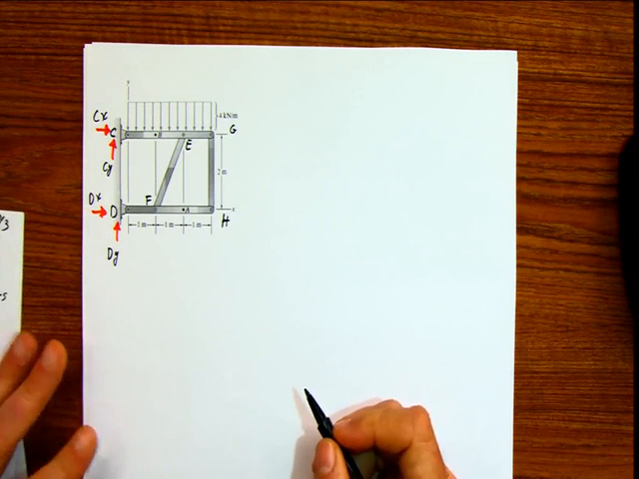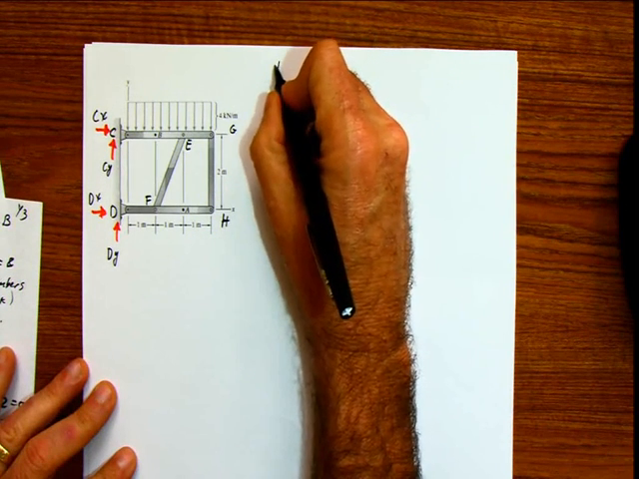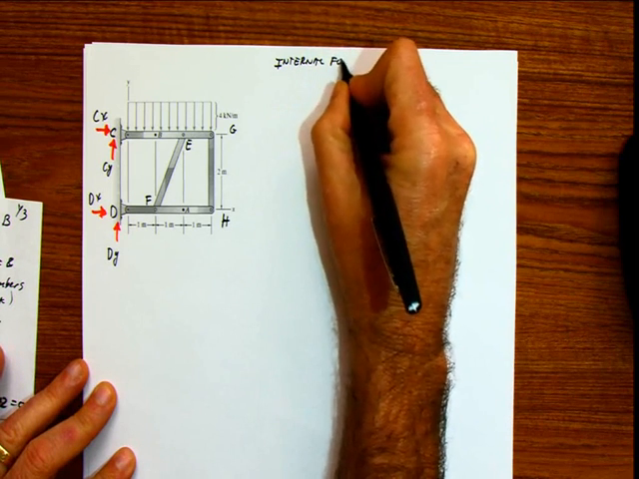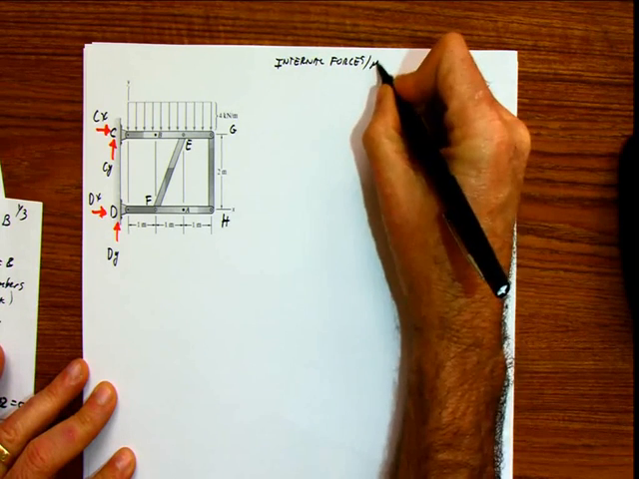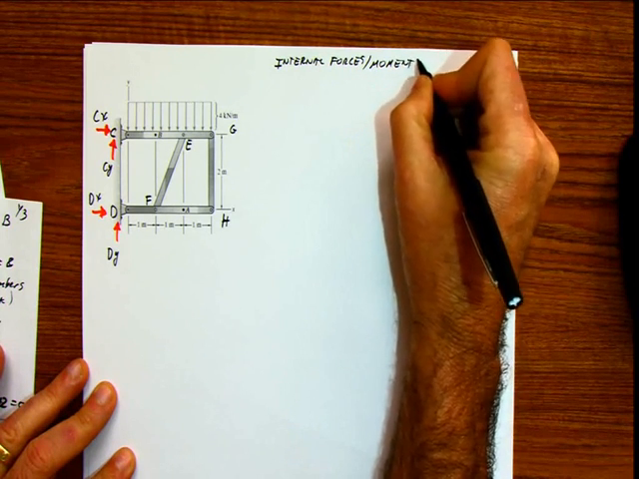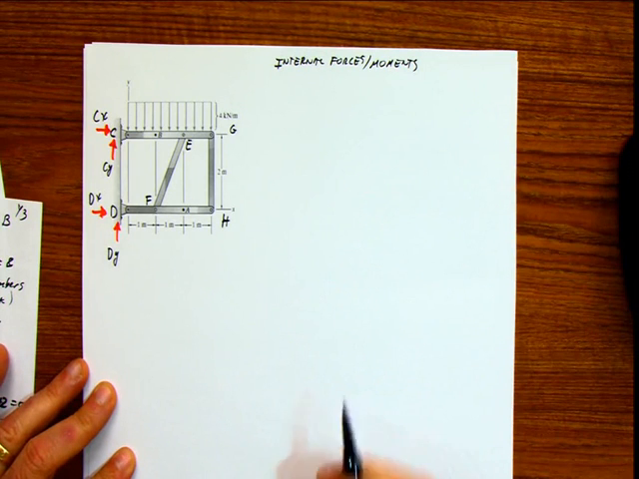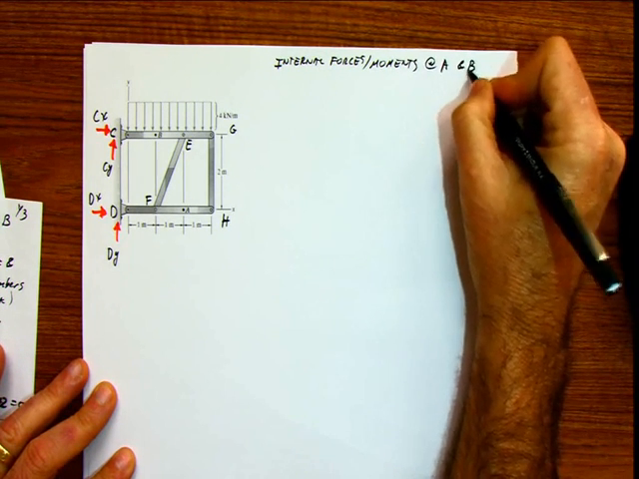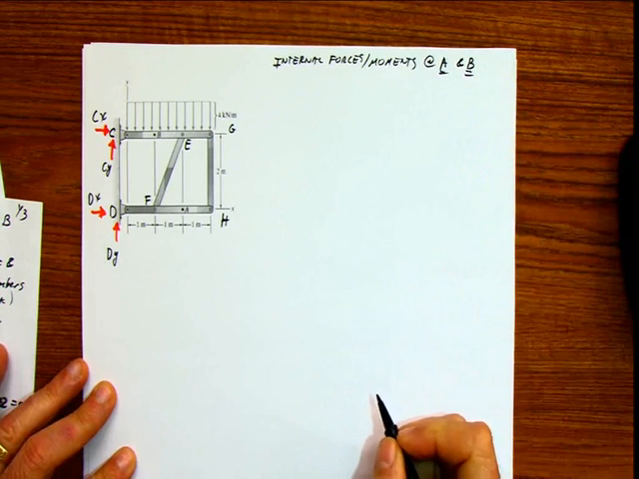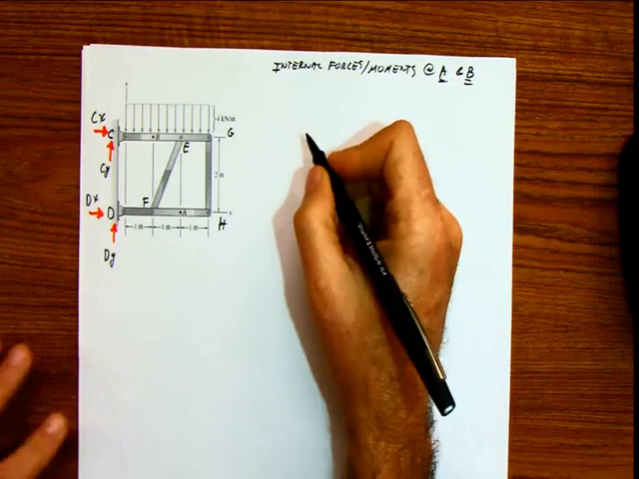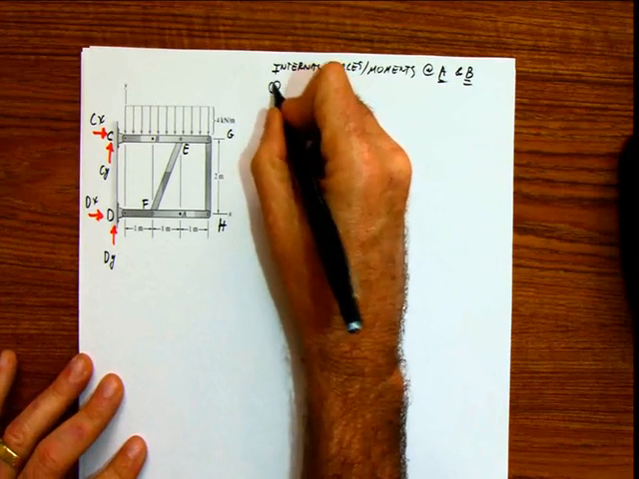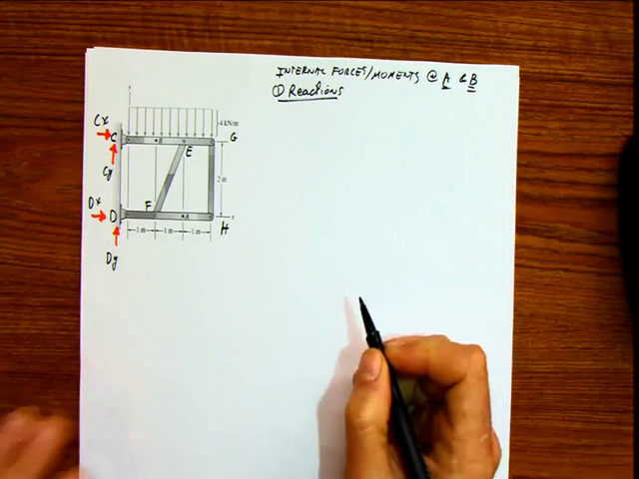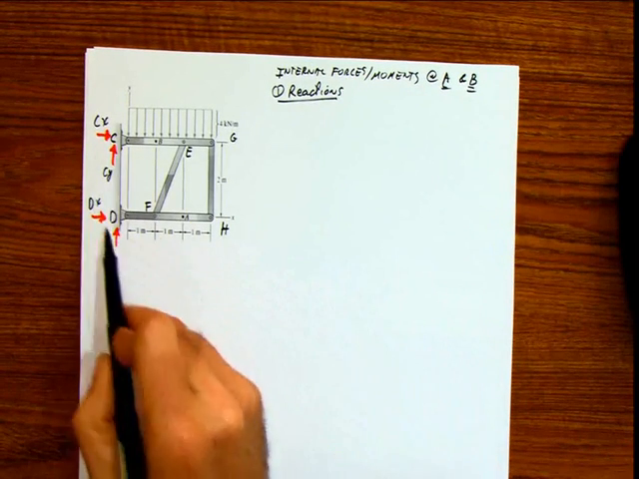The problem is asking us, of course, to calculate the internal forces and moments. Every time that I say internal forces, understand that I'm referring to forces and moments at A and at B. The first thing that we have to do, once again, is calculate the reactions. And when we start doing the reactions, we have to check that we have 1, 2, 3, 4 unknowns.